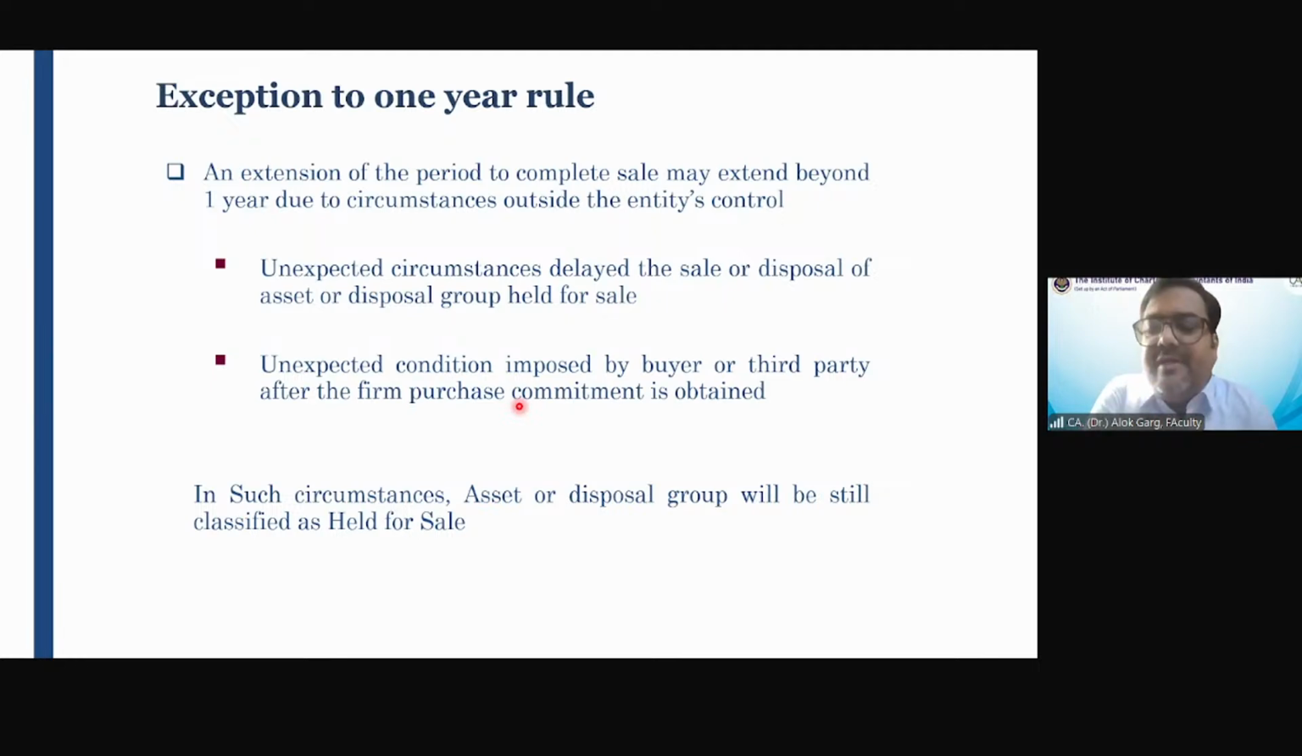So friends, how does it matter? If the binding agreement is done and the buyer asks me to do this work, then fine, I will do it. So if some unexpected condition is imposed by the buyer or a third party related to the buyer after the binding agreement has been entered, then, the basic condition is that a binding agreement must be there, right? After the binding agreement, if there is a delay at the buyer's wish, then no problem at all. In such circumstances, the asset or disposal group will still be classified as held for sale.